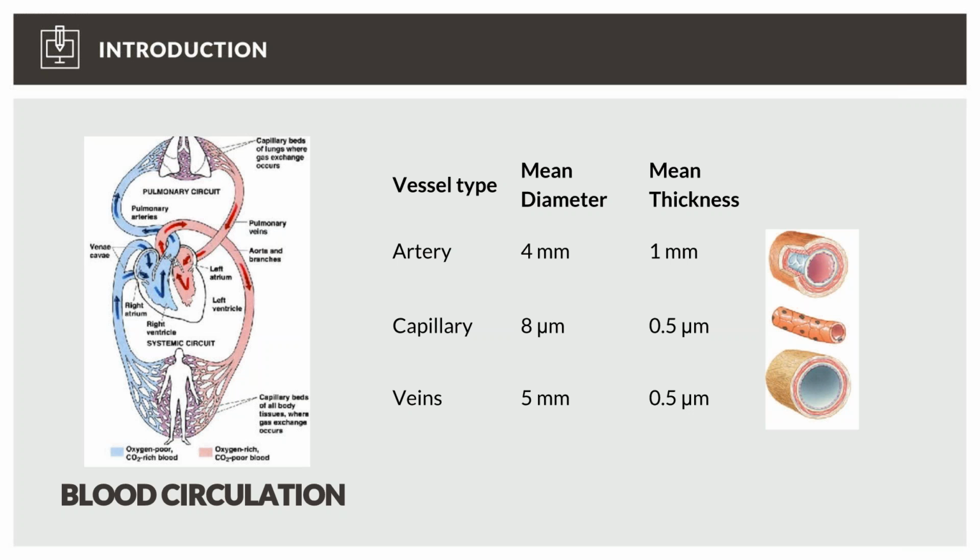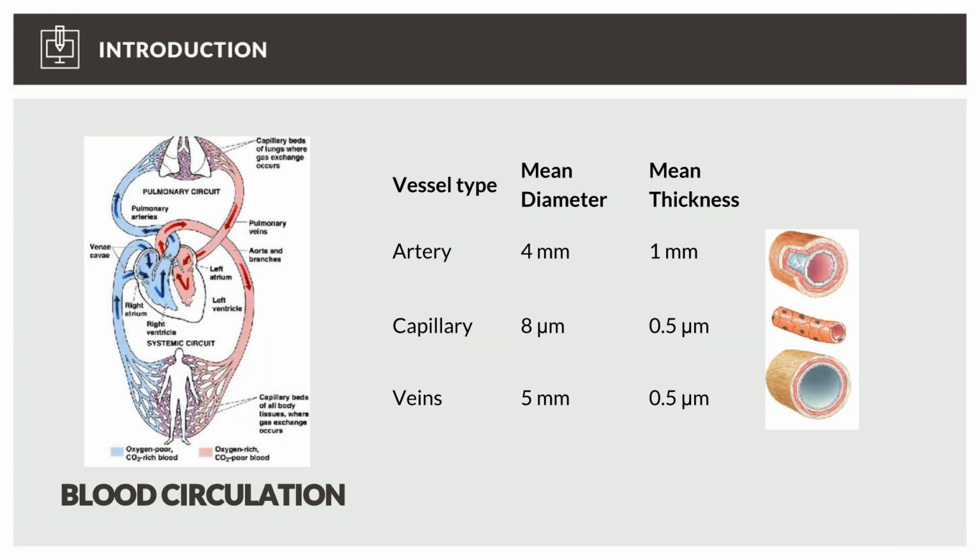The next, we can talk about veins. Veins are what's bringing the deoxygenated blood back to the heart. These are also quite large, 5 millimeters in diameter, but not so thick. And this is because, again, the veins are bringing back oxygen-poor blood and the pressure is not so high as the blood is being drawn back into the heart.